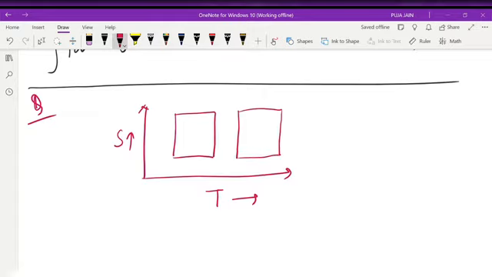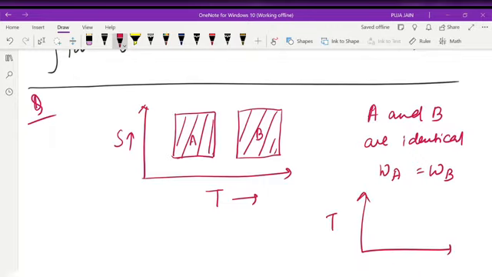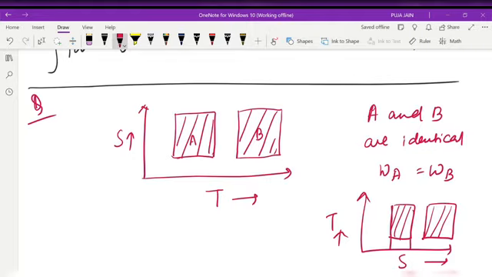Now this A and B, I'm writing this A and B are identical, which means they are the same size, that is, the area will be the same. So if the area is the same, the work done WA and WB will be the same. Work done is the area under this curve. And what will be the heat? If this was a TS graph and there were two such blocks, then the work done is calculated in this way, and the heat, that is the Q, will be calculated by this. I am using different ink.